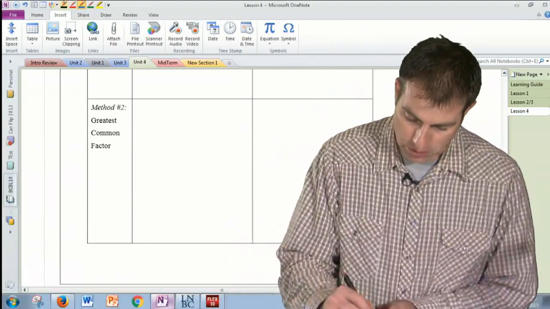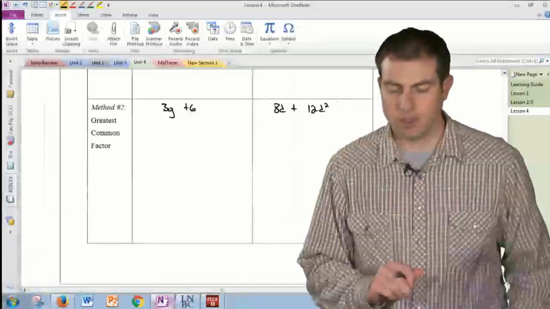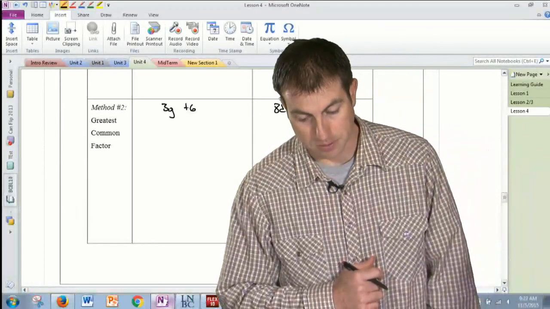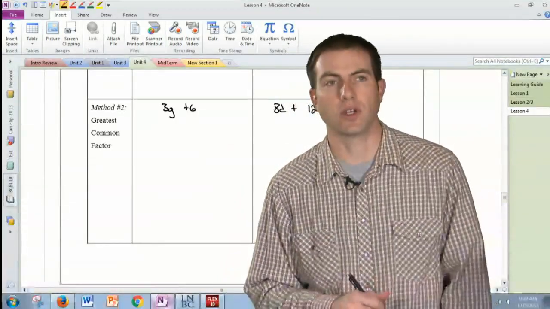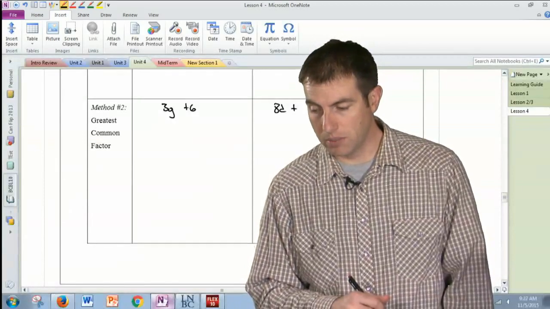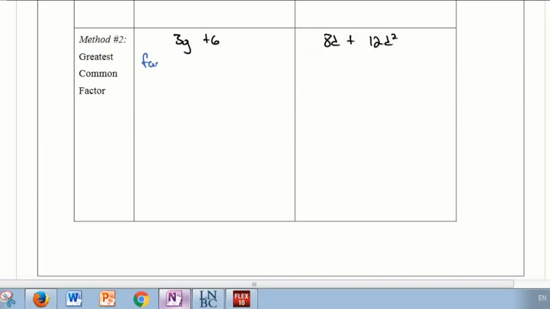So I'm just going to rewrite the question here because I can't see it on my screen. I have 3g plus 6, and then over on this side I have 8d plus 12d squared. So these are sort of the questions that I'm starting with. So the first one in method 2, first column here, 3g plus 6. I need to think about the terms that I'm dealing with here. So what I'm going to do is I'm going to factor each term. And what do I mean by that? Well, I have 3g and I have 6.